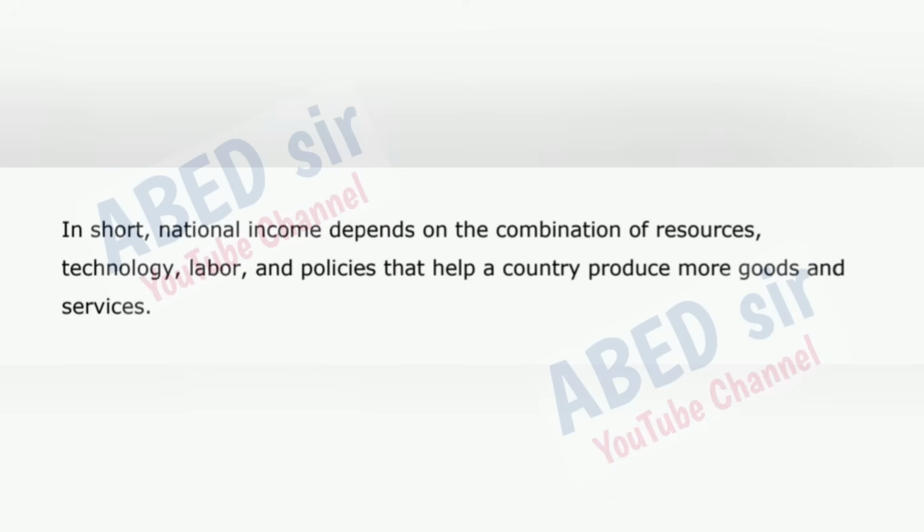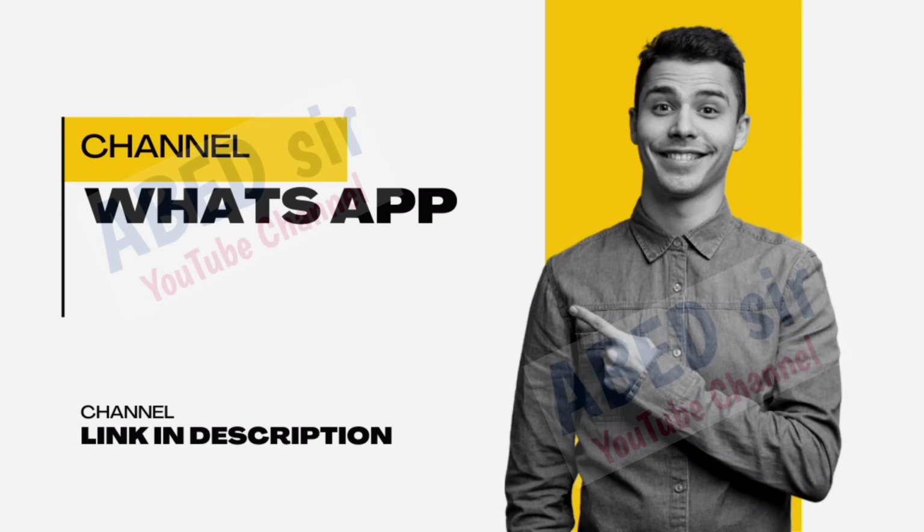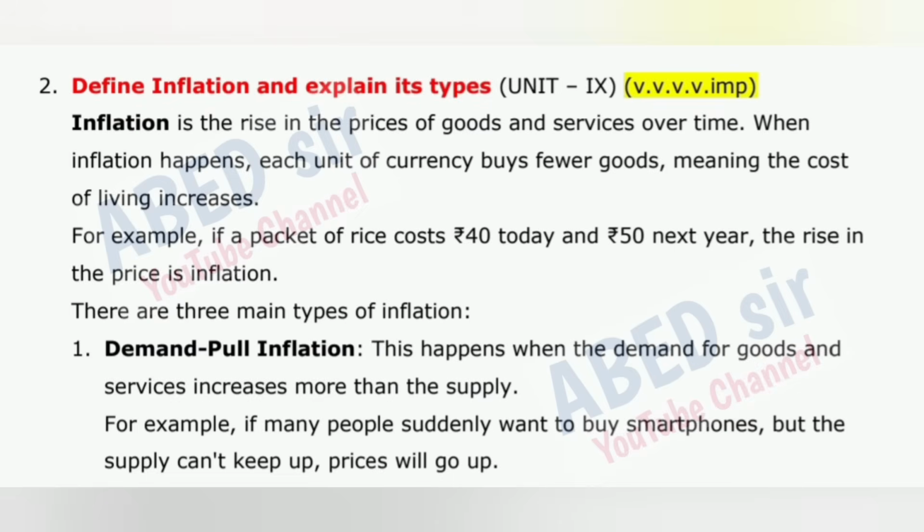In short, national income depends on the combination of resources, technology, labor, and policies that help a country produce more goods and services. Next important question is 2. Define inflation and explain its types.